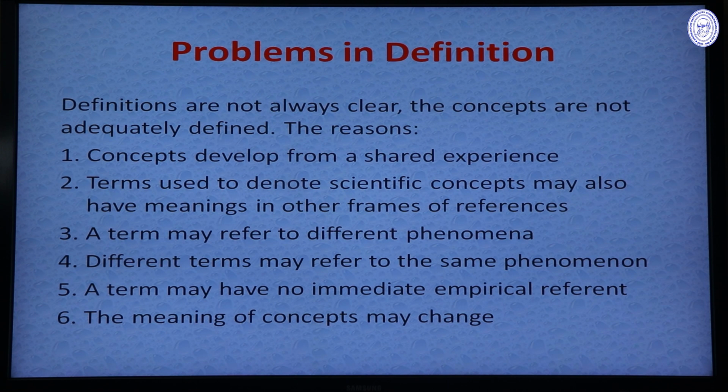Now a term may have no immediate empirical referent. So a term we are using may not have any immediate empirical referent. So that may be a cause of problem in defining it, and the meaning of concepts may change over time and space. So that also creates trouble in defining it, because its meanings are changing in time and space.